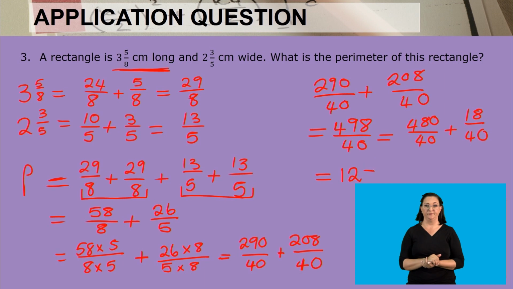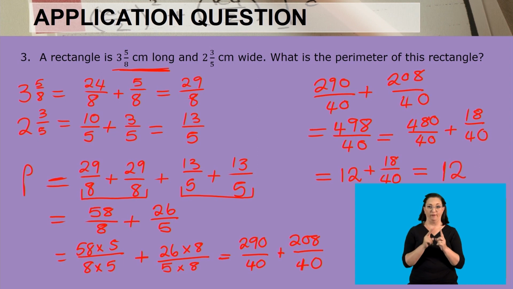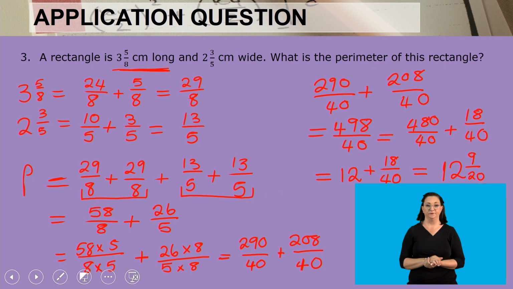And then we also have 18 divided by 40, which we simplify using the highest common factor. The highest common factor between 18 and 40 is 2. So that will leave us with a final answer of 12, and if I divide each of the numerator and the denominator by 2, that will give me 9/20. And that will be the final answer for that question. Let's move on to the next one.